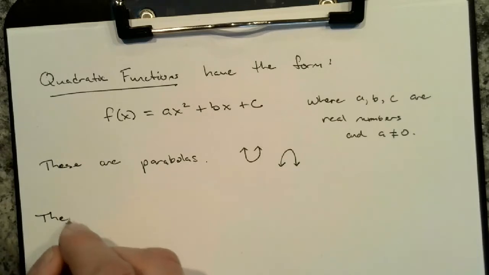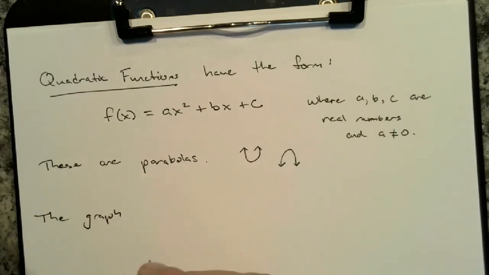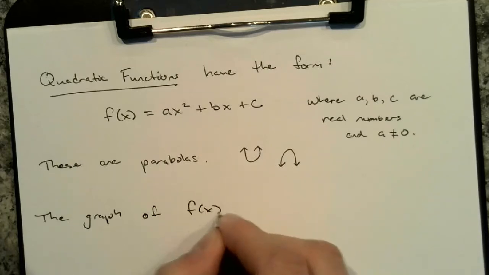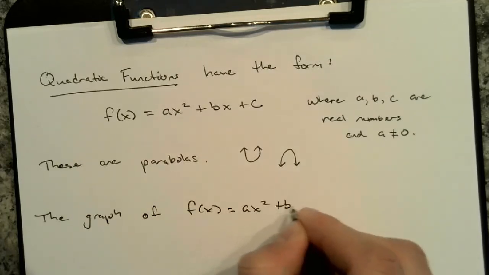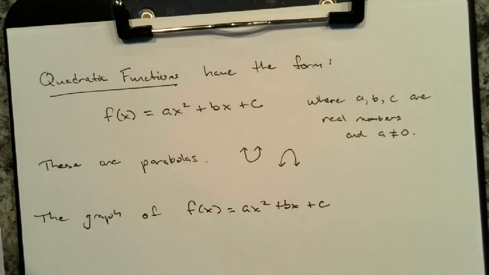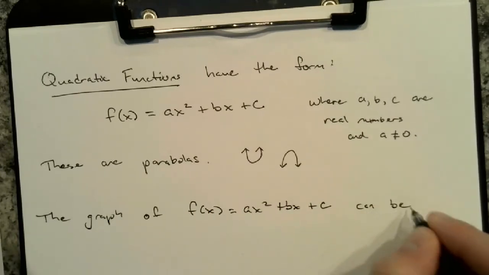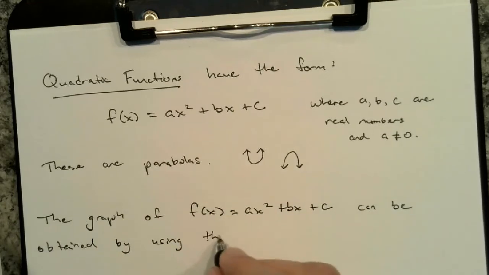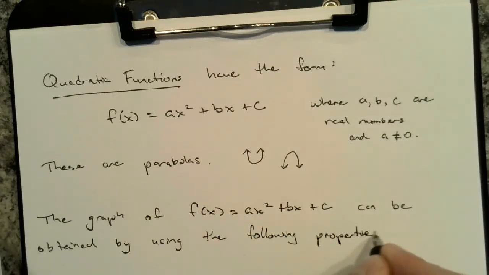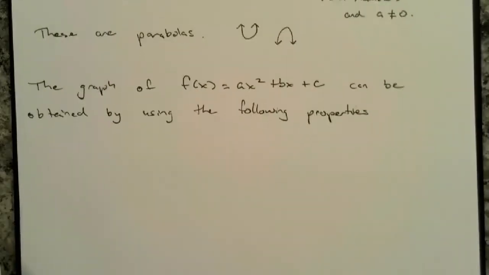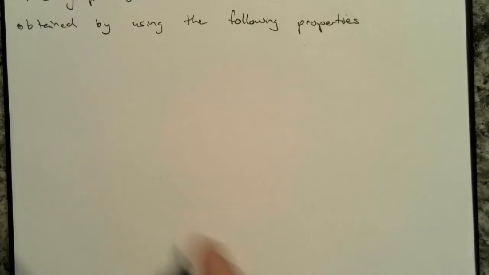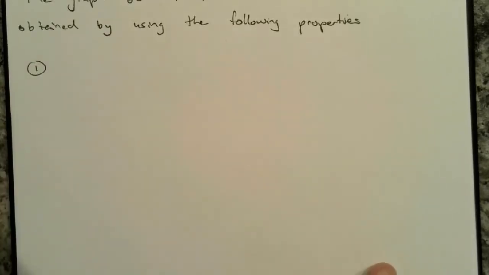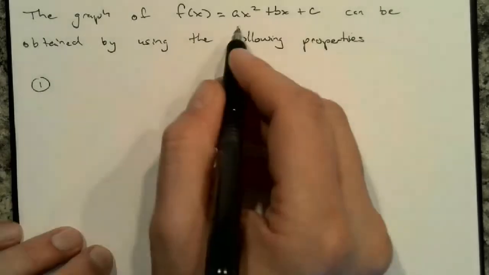The graph of f of x equals ax squared plus bx plus c can be obtained by using the following properties. So, first one we'll look at. We're looking at a, the leading coefficient.